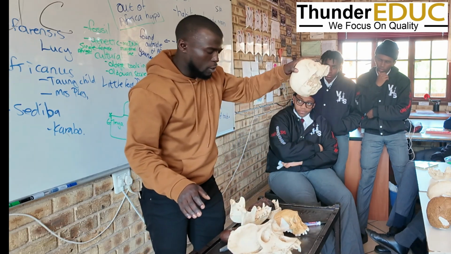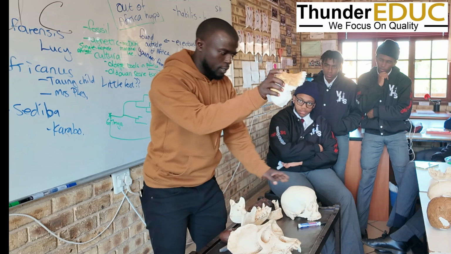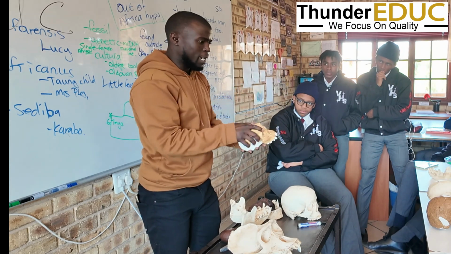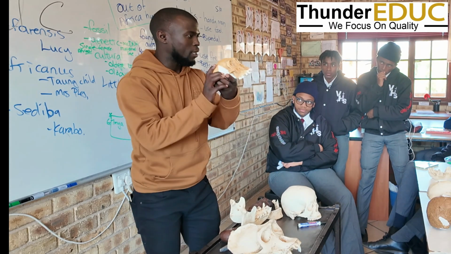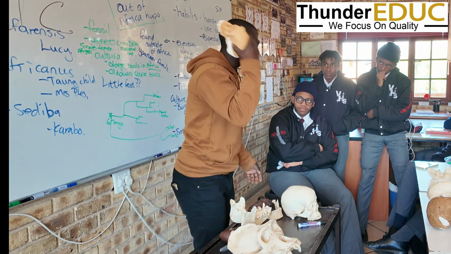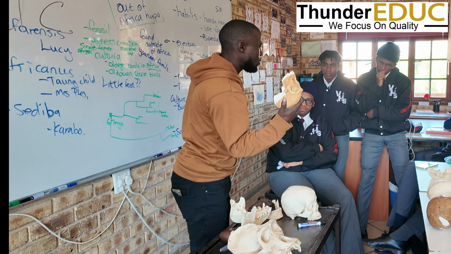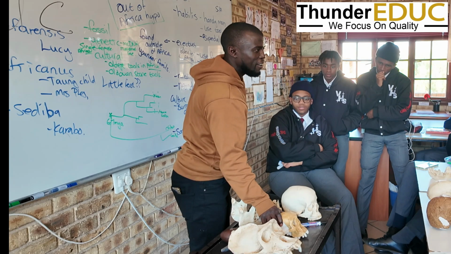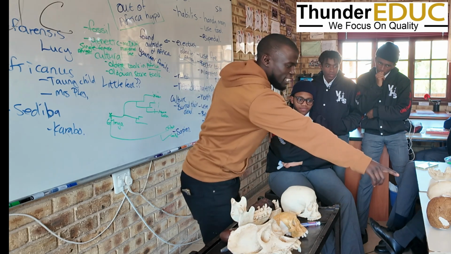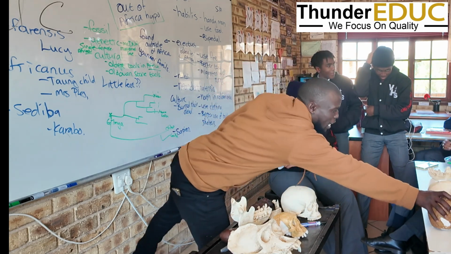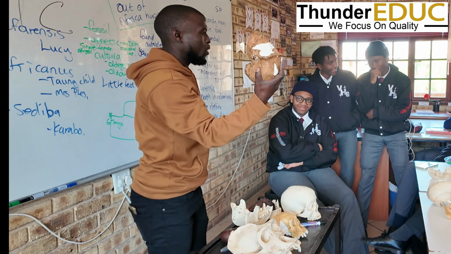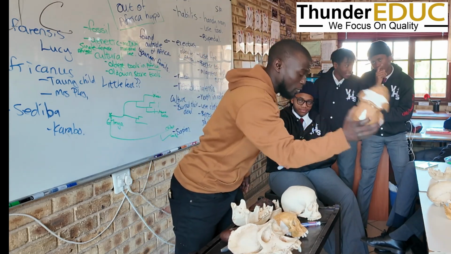Gorilla. Okay. Which one is this? Human. Which one is this? Human lady. Is it? No. Australopithecus, complete. Sediba. Karabo. Homo naledi is there, right? That's Homo naledi. Yes. Now can we continue?